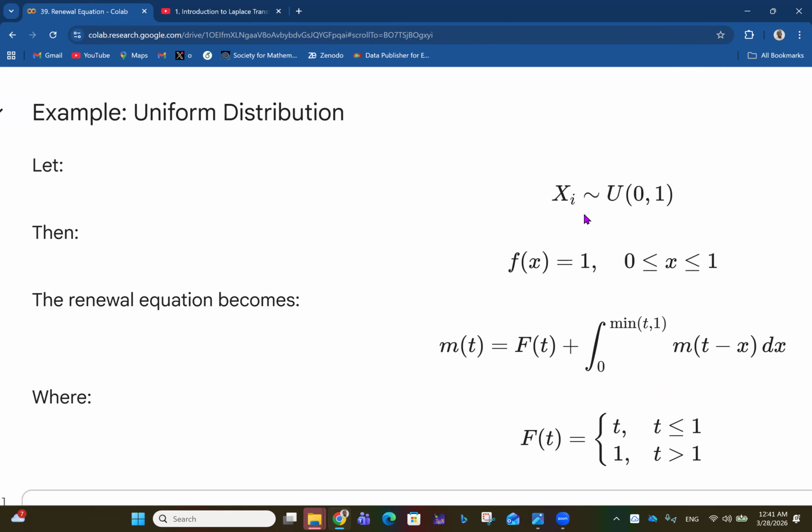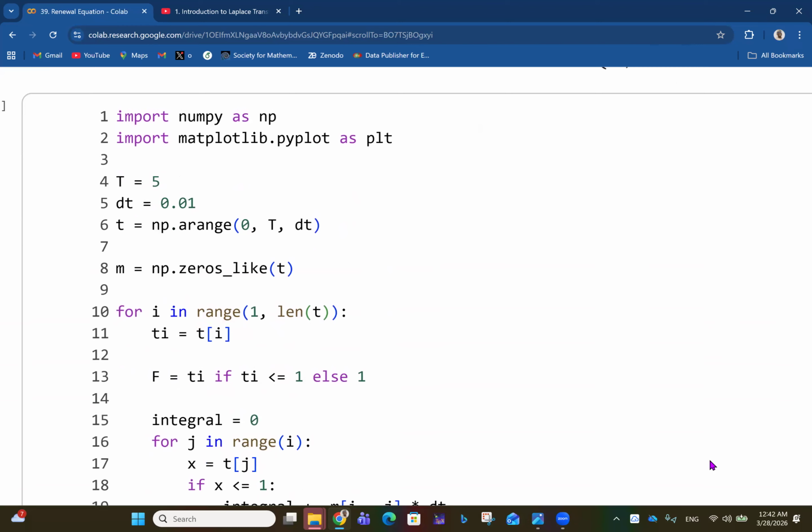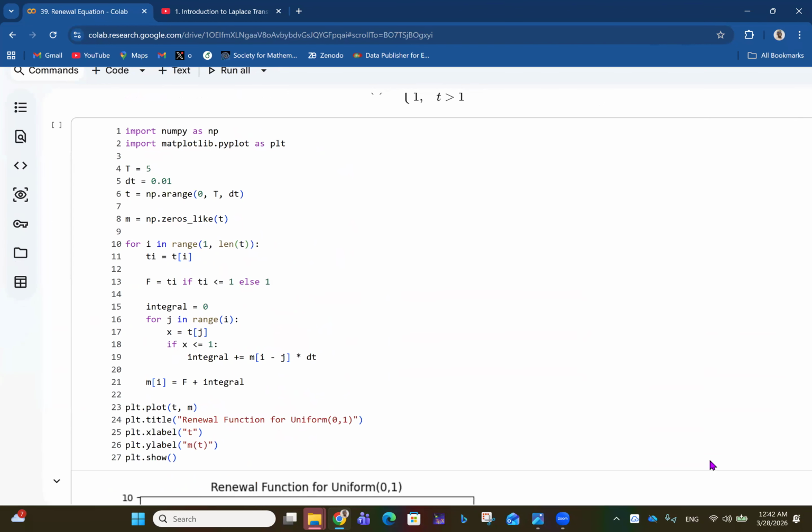So if we let xi be uniformly distributed between 0 and 1, then f of x is 1. The probability density is 1, between 0 and 1. The renewal equation then becomes m of t equals F of t plus the integral from 0 to the minimum of t and 1 of m of t minus x dx, where the big F of t is t when t is less than or equal to 1, and it is 1 when t is greater than 1. That's what happens for the uniform distribution. We can simulate this using Python code as we have right here.